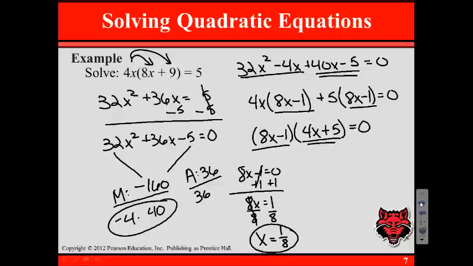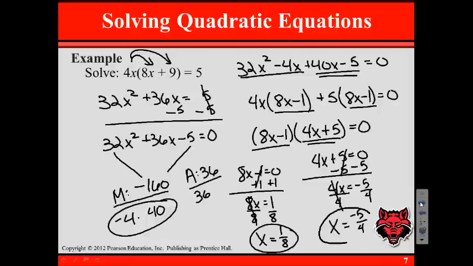When we set the second factor equal to 0, we have 4x plus 5 equals 0. So we subtract 5 from both sides. That gives us 4x equals negative 5. We then divide both sides by 4. And we are left with x equals negative 5/4. And those will be the two answers that satisfy this equation.